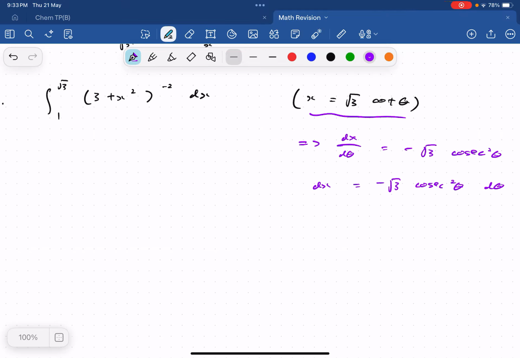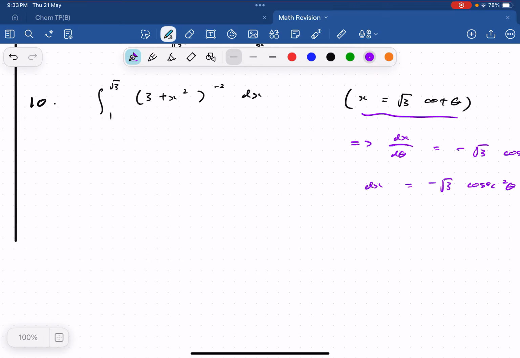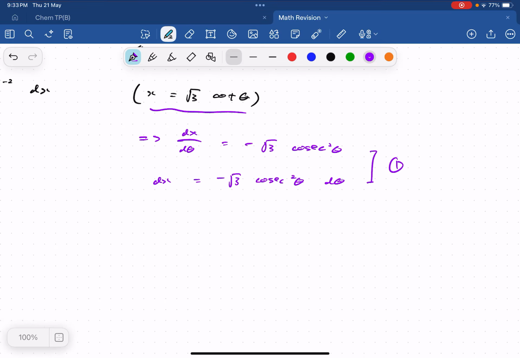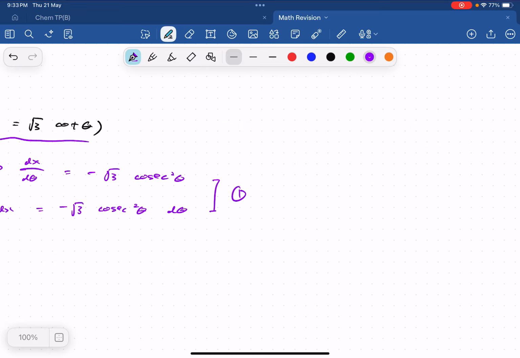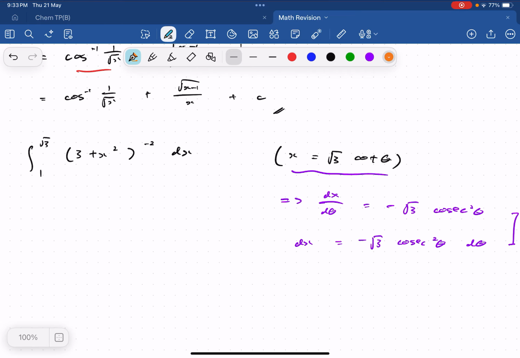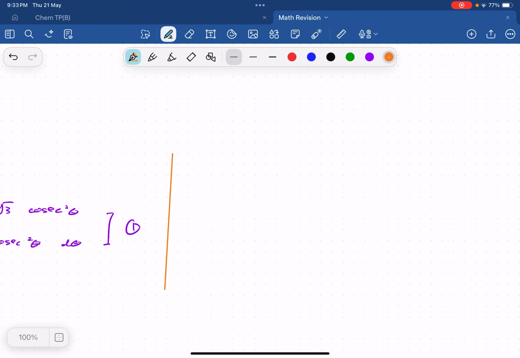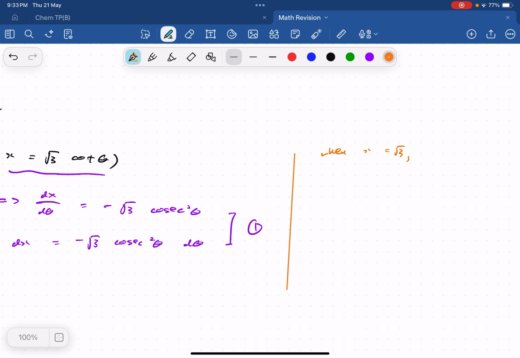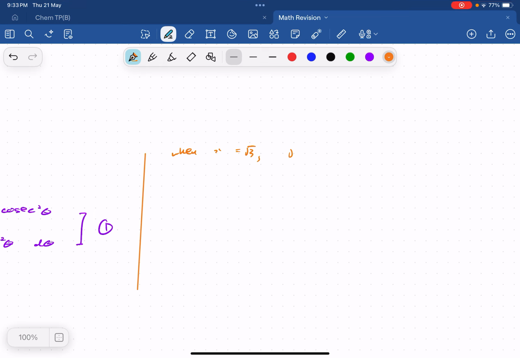Second thing that I need to do is actually to solve for my new bounds. Okay, so the bounds now, my original bounds were what? Root 3 and 1, right? So when x equals the upper bound, root 3, x is root 3 cot theta, right? So root 3 cot theta equals root 3. Therefore, cotangent theta is equal to 1.